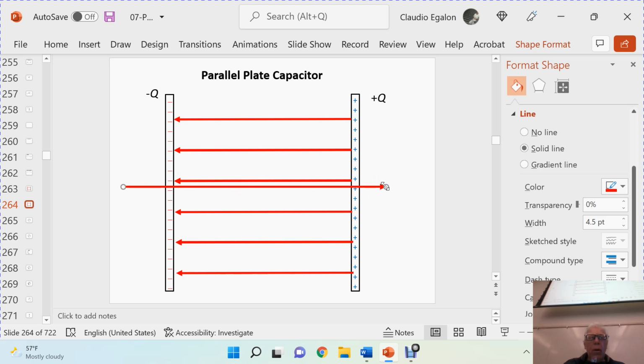How are we doing here with time? 2 more minutes to go.